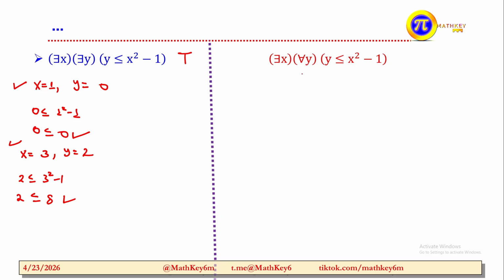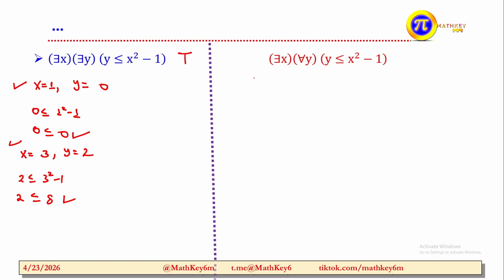What is the next one? It says there exists x for all y, y is less than or equal to x squared minus 1. There exists one x for all y such that y is less than or equal to x squared minus 1. What can you say about this? In this case, we need to find one x that satisfies this condition.